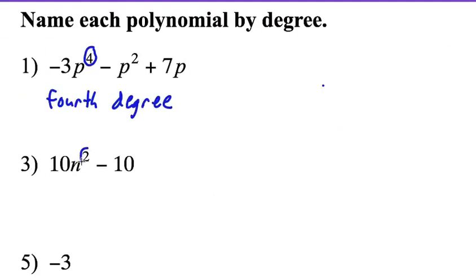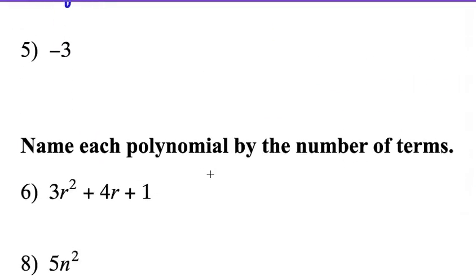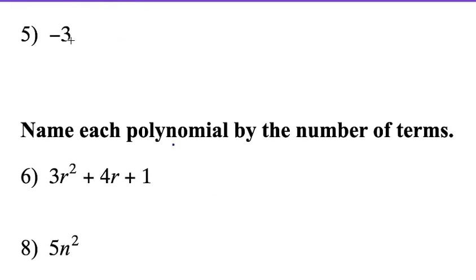And on number 3, we have a highest power of 2. So instead of calling this a second degree, we have another special name for this. This is called a quadratic. Over here, we understand that the exponent is 1. So the highest power is 1. And we have another special name for this type of polynomial. These are called linear. Now, when we don't have any variables, we describe this as constant.